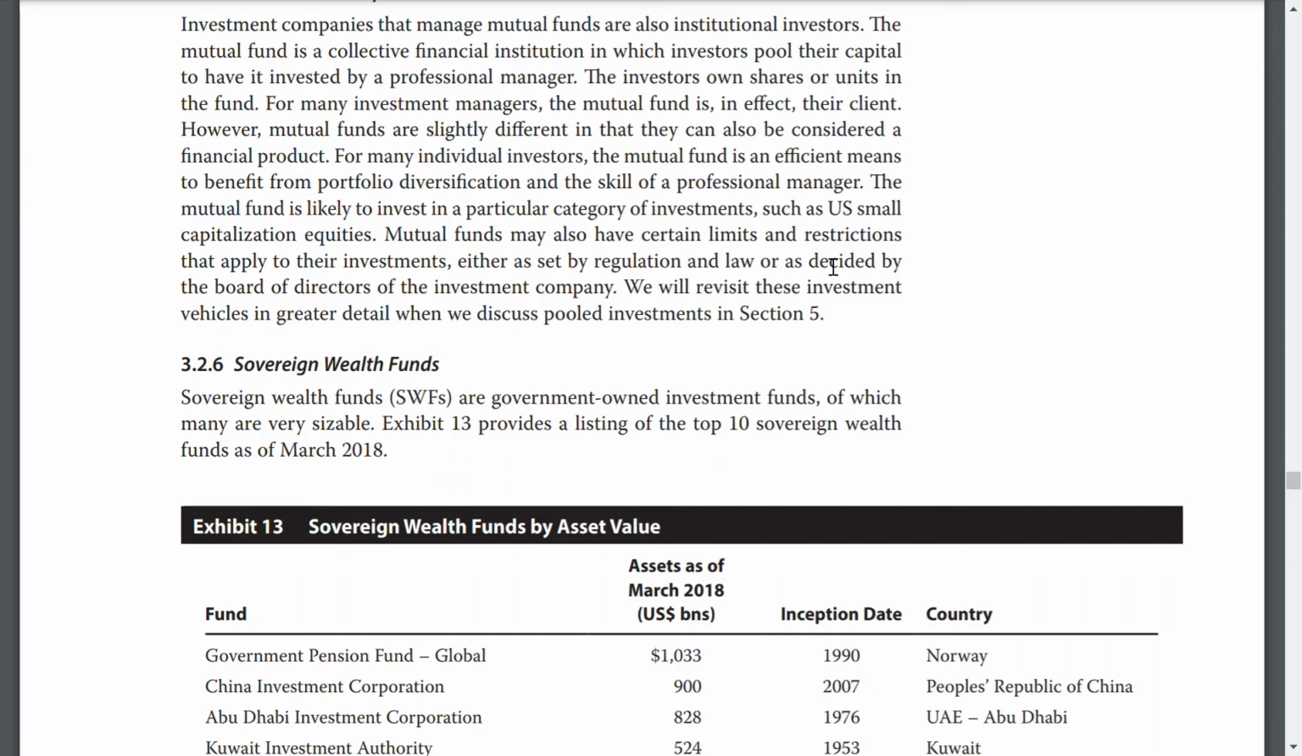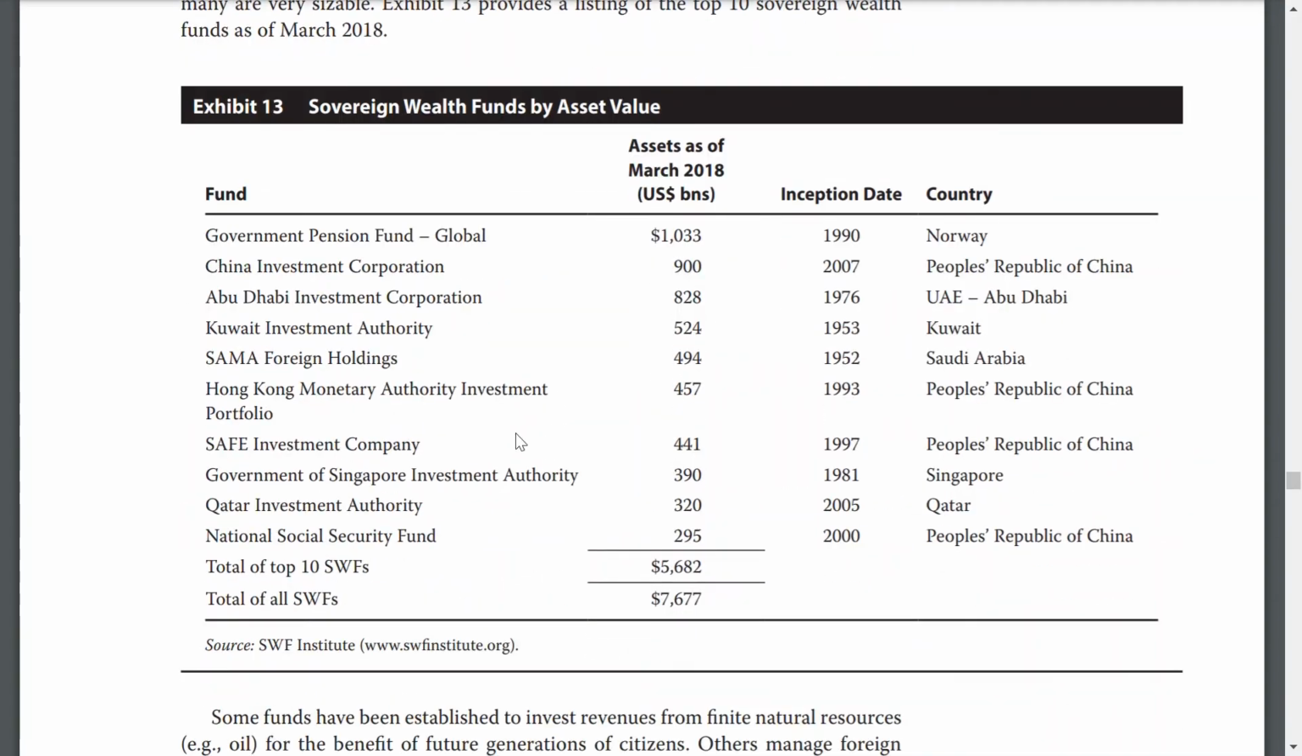Sovereign wealth funds, or SWFs, are government-owned investment funds, many of which are very sizable. Exhibit 13 provides a list of the top 10 sovereign wealth funds as of March 2018.